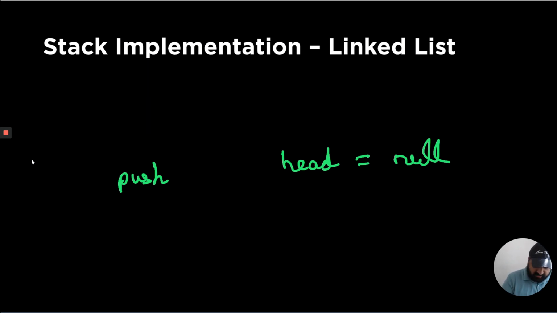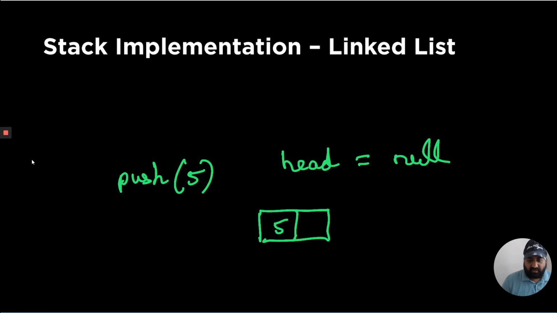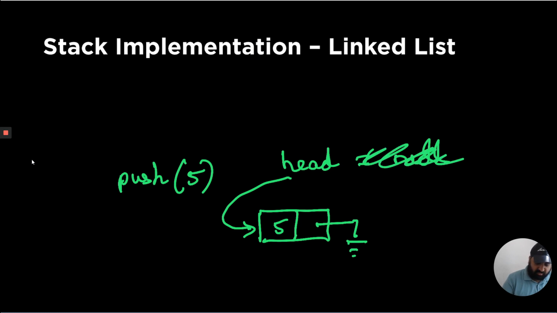Now, if we do something like push 5, how this stack implementation should behave is it should create a new node with the value 5. Head should now point to this new node, and this new node's next should be null, so head no longer points to null.